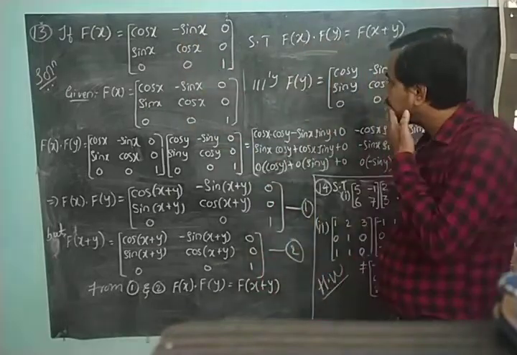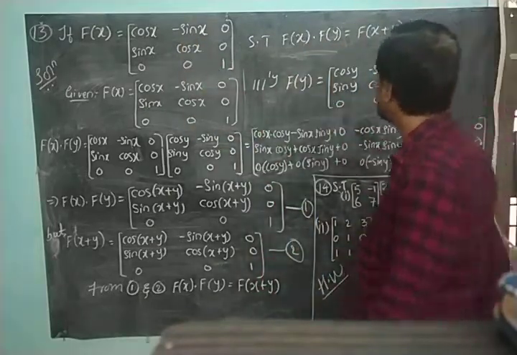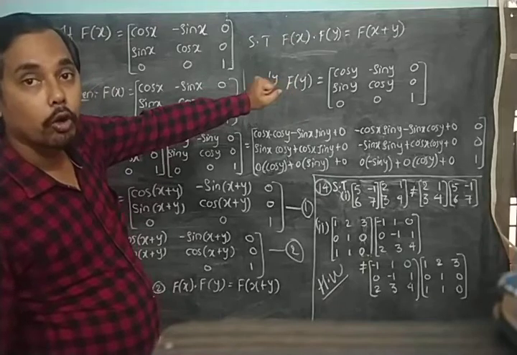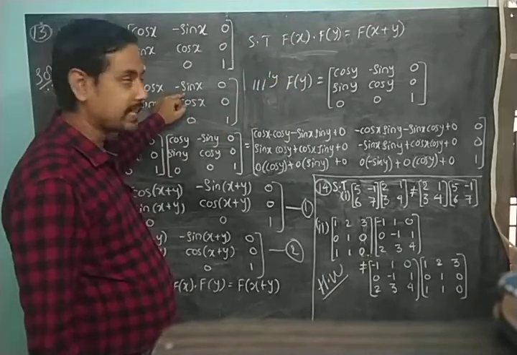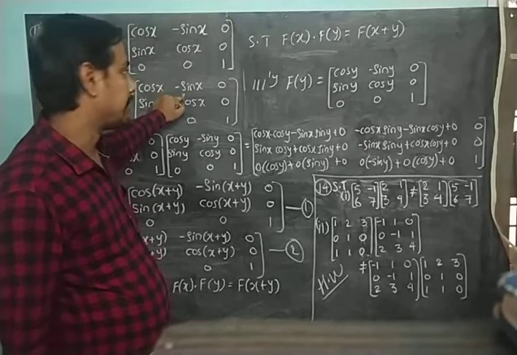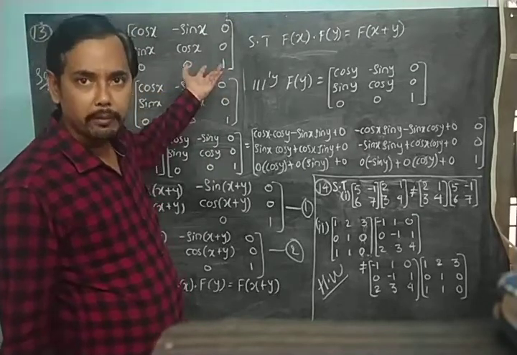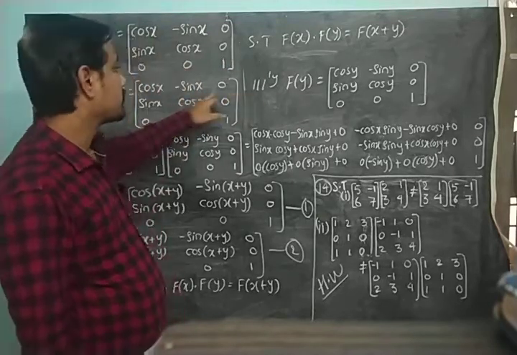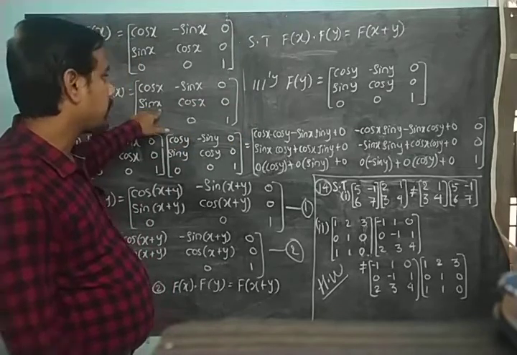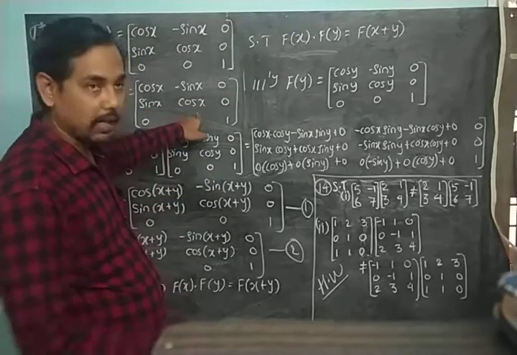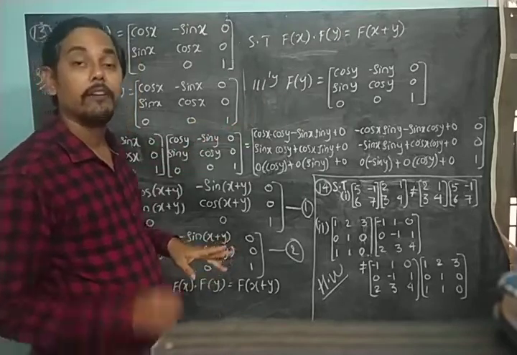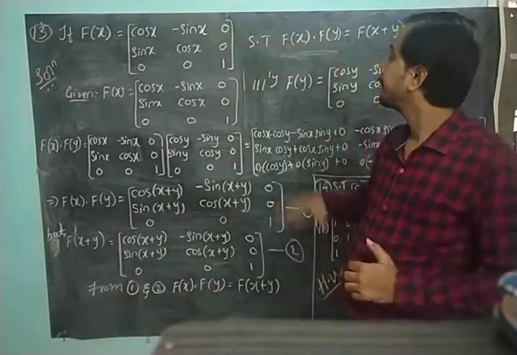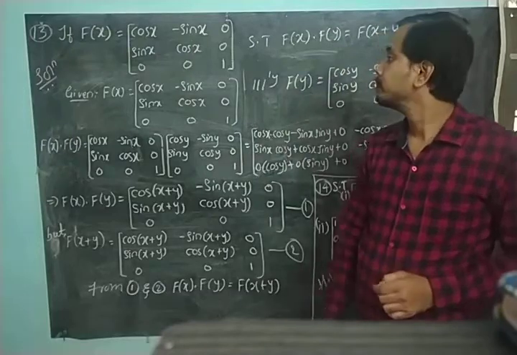So you can see, this is f of x, so in f of y, a11 is cos y and a12 is minus sin y. Wherever x is there, y will come in f of y. So 0 as it is, sin x becomes sin y, cos x becomes cos y, and the remaining elements will be the same. Wherever x is there, the value will be replaced with y if you want to calculate f of y. So we got f of y.